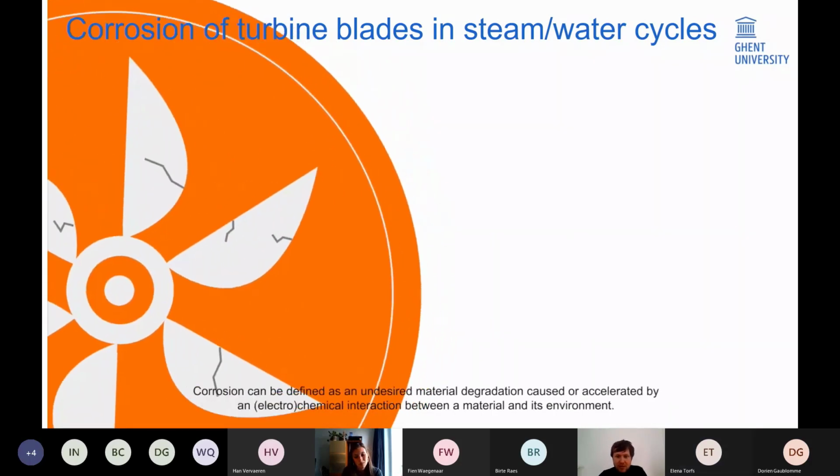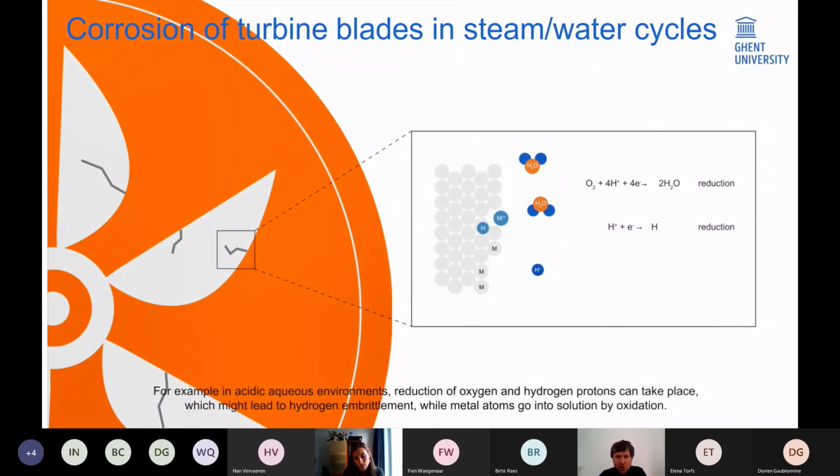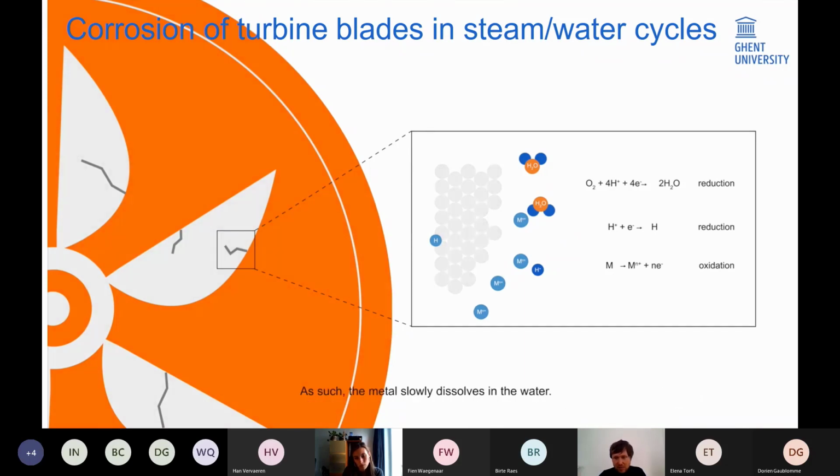As explained, corrosion can be defined as the undesired degradation of a material caused by an electrochemical interaction between a material and its environment. For instance, in this acidic aqueous environment, reduction of oxygen and hydrogen can take place, leading to hydrogen embrittlement, the two first reactions, while metal atoms can go into solution by oxidation, the third reaction given here. And as such, the metal can slowly dissolve in the water. This is called corrosion.